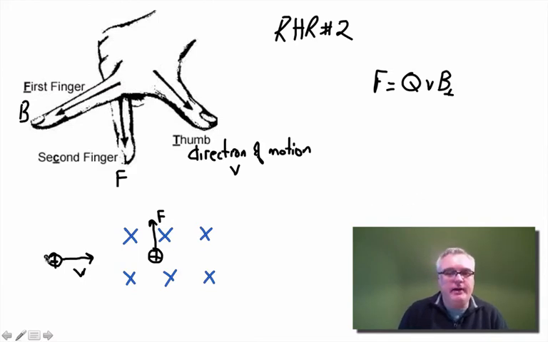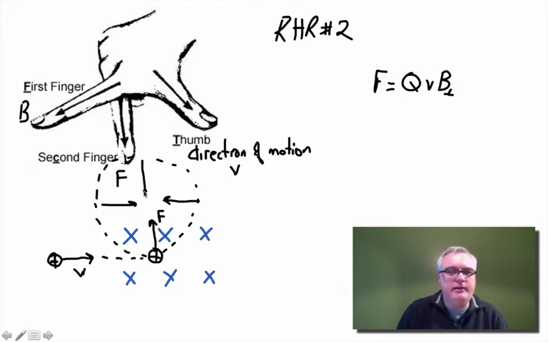Now obviously if an electric charge experiences a force pushing it upwards, the path of this electric charge, which was in this direction, will start to change. And as it starts to change, the direction of the force also changes. And what happens is these charges can be deflected into a circular path. So now we also have circular motion.